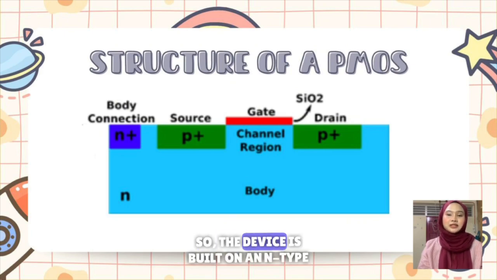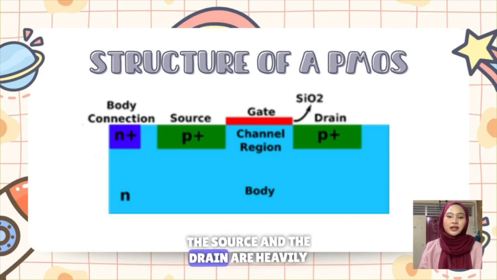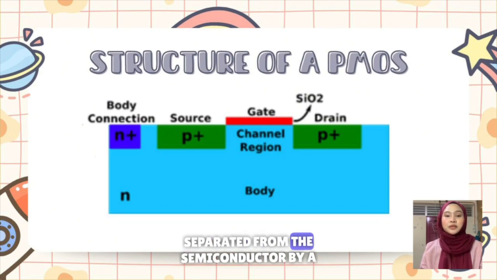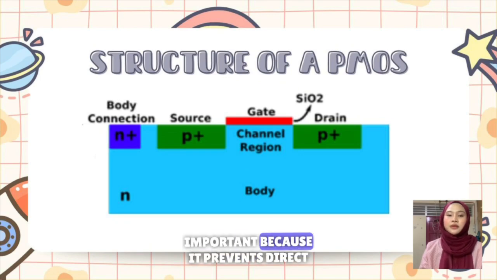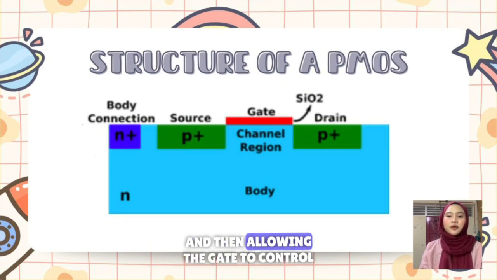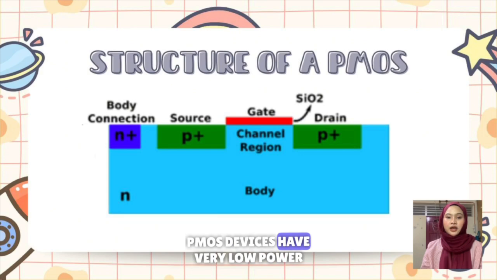So the device is built on an N-type substrate, and then the source and the drain are heavily doped P-type regions. On top of the substrate, there is a gate terminal which is separated from the semiconductor by a thin silicon dioxide insulating layer. So this oxide layer is very important because it prevents direct current flow into the gate, allowing the gate to control the device using an electric field. As a result, PMOS devices have very low power consumption.